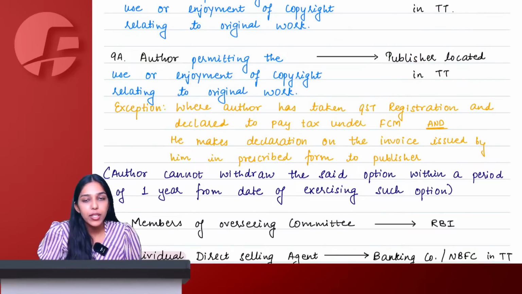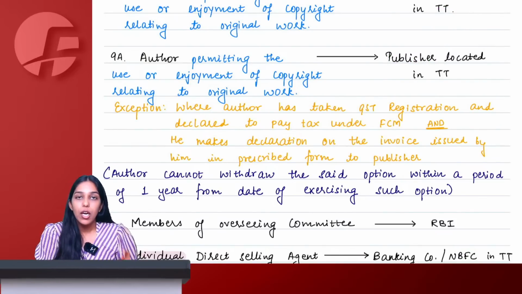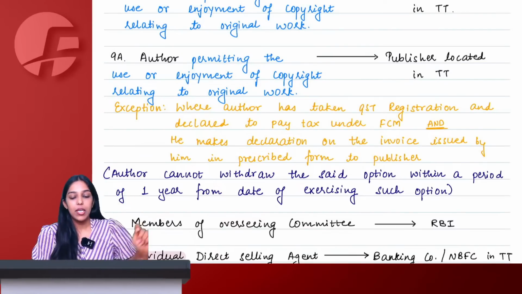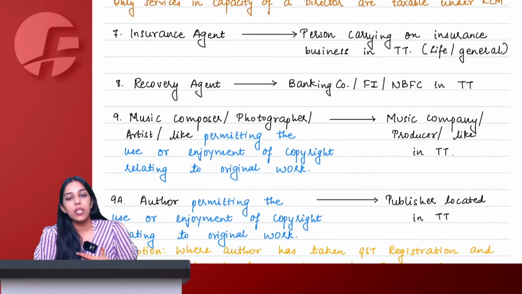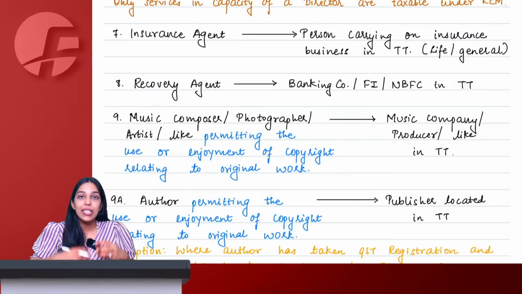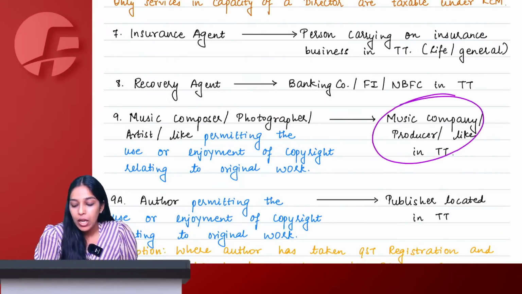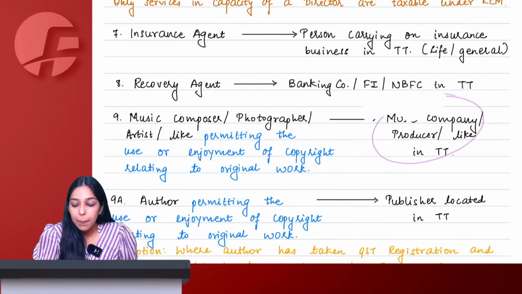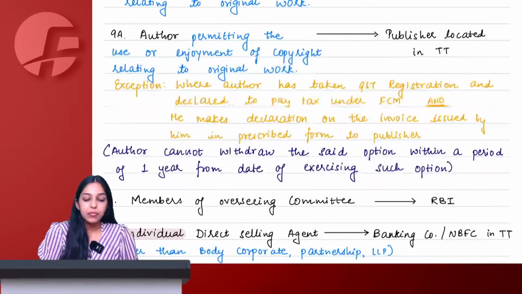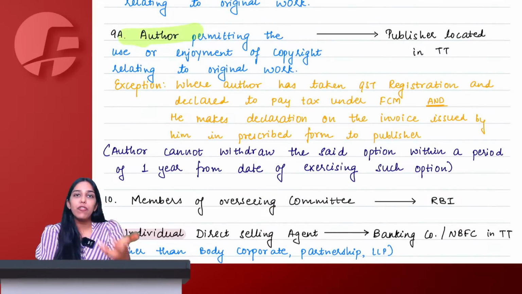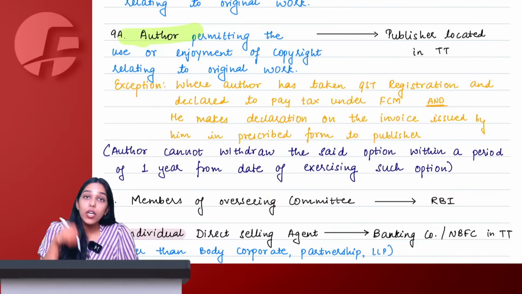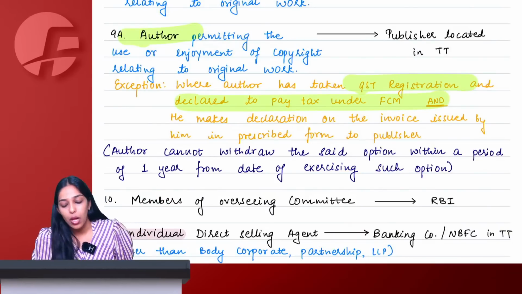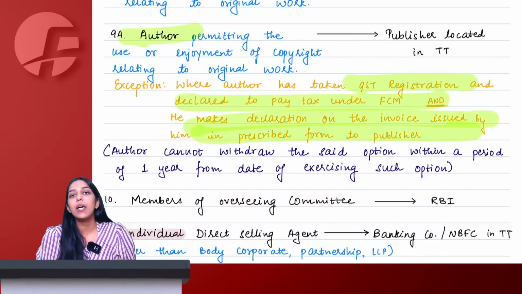But if the author wants, the author can exercise an option to take registration under GST, collect tax under forward charge mechanism and pay it to government. See, if I'm a music composer, lyricist, photographer, artist, and I give rights of my original work to these people, compulsory RCM has to be levied. Even if I want to collect tax under FCM, it is not possible. But in case of an author, by default it is RCM only. But if the author wants to take GST registration and pay tax under forward charge mechanism, the author can do so by giving a declaration in the invoice and applying to government.